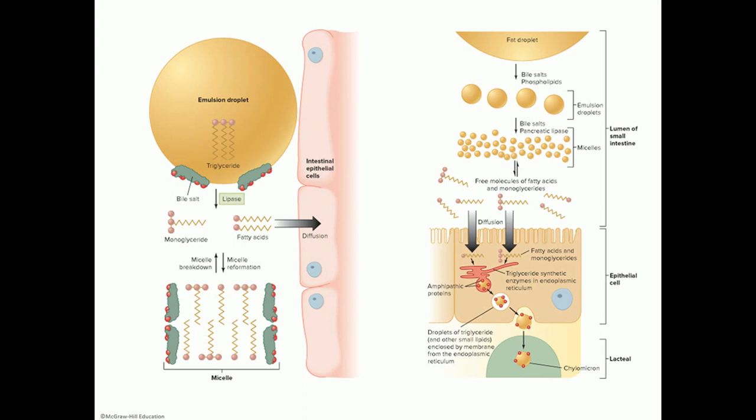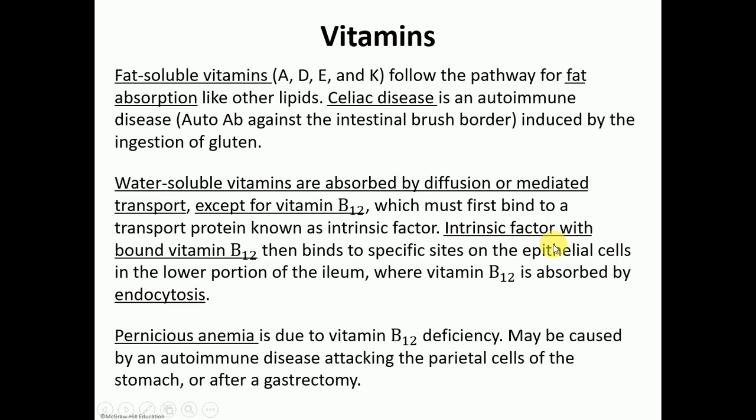Forgot to mention here that with the absorption of fat, we also absorb fat-soluble vitamins, which are vitamin A, D, E, and K. So now we're going to move on to our vitamins. So we have fat-soluble ones and water-soluble vitamins. Fat-soluble vitamins, as I mentioned, are A, D, E, and K, and those are going to be absorbed along with fat absorption, just with the other lipids.